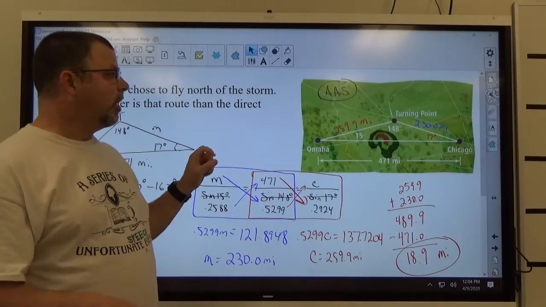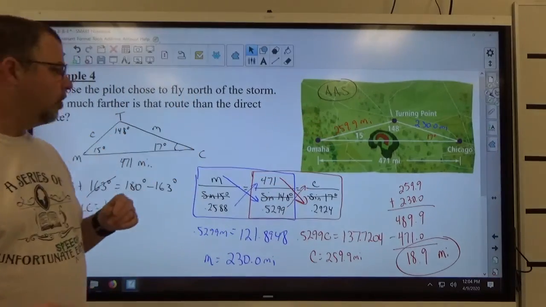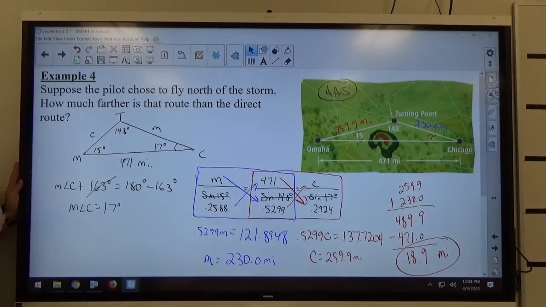They only ask, so how far is it from Omaha to the turning point? You don't have to do this part of it. But you do have to find this missing angle almost every single time just to be able to use it. So keep that in mind when you're doing this. 2 homework problems, probably take you 5-10 minutes each at the most. So not too much work, but practice it, get good at it.